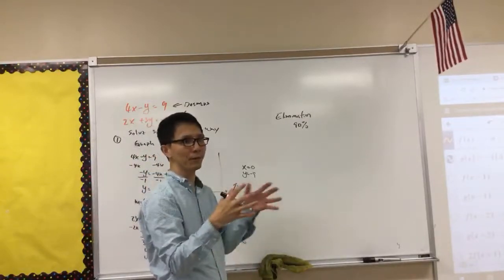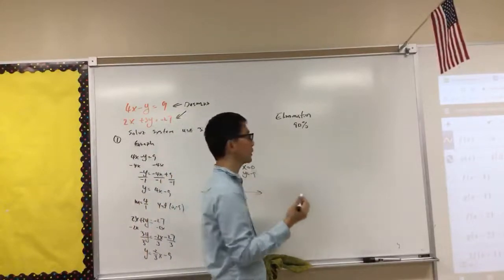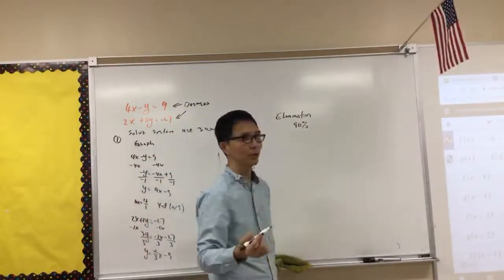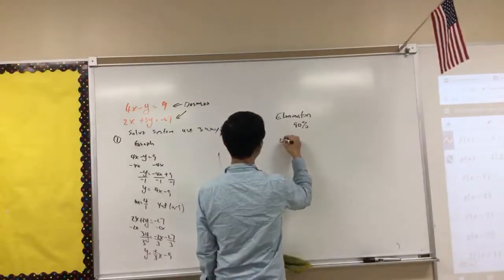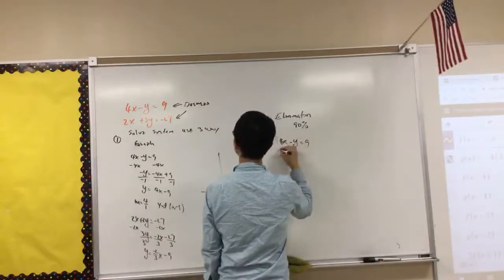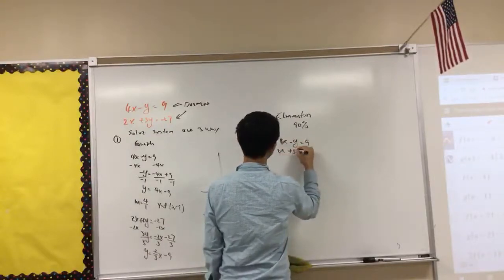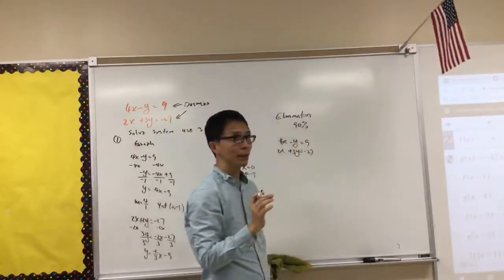Although it's kind of not fit to our curriculum, I try to make it fit, but I want to make sure you do well on the SAT as well. So now we're going to talk about this way. 4x minus y is equal to 9, and 2x plus 3y is equal to minus 27. So what's the idea of system elimination?